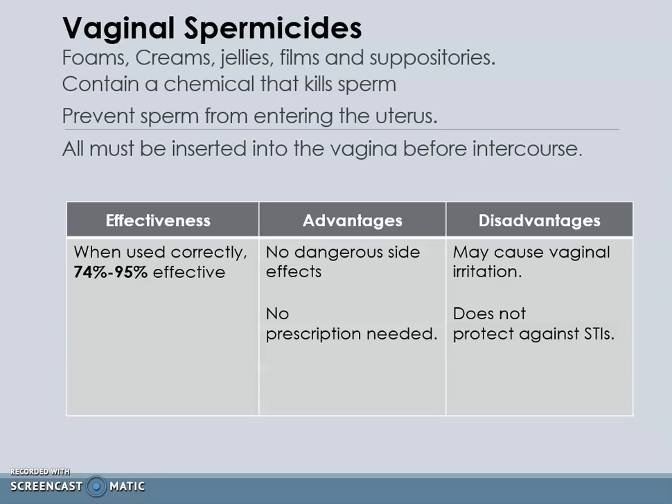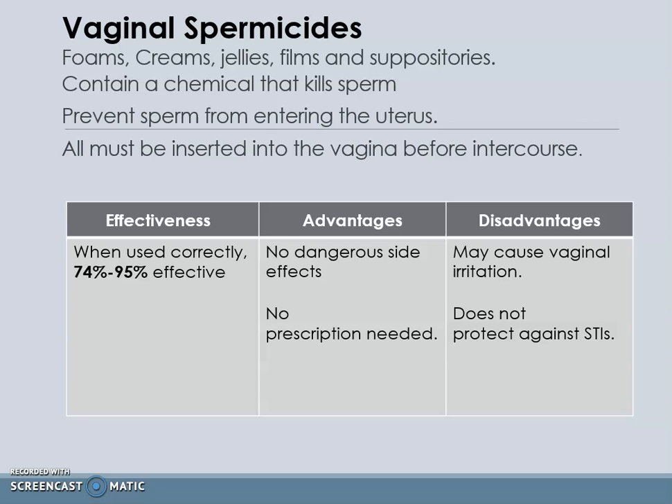And the last one that fits under this other is vaginal spermicides. So these are things that kill sperm. There are foams, or creams, or jellies, films, suppositories, which are like pills that go up into the vagina. They contain a chemical that kills the sperm. And since the chemical kills the sperm, the sperm die before going into the uterus.